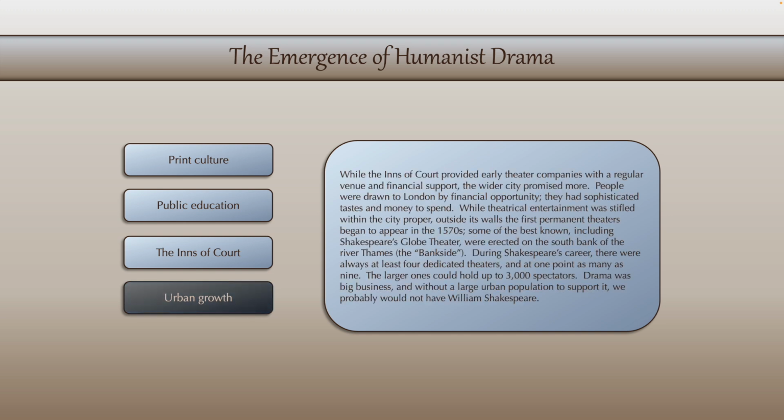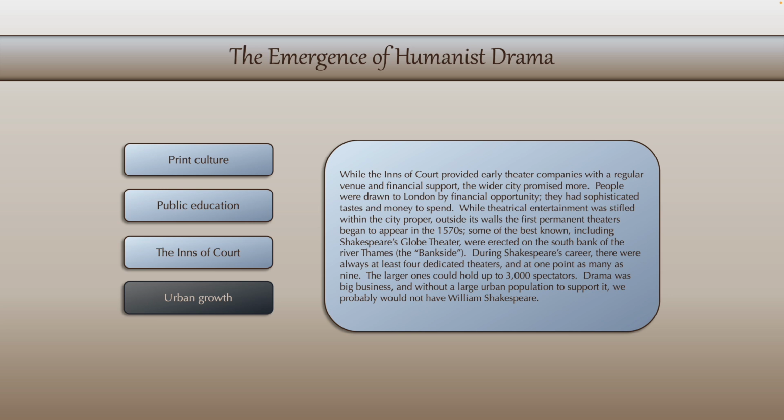So while the Inns of Court provided these early theater companies with a regular venue and financial support, the wider city promised more. People were drawn to London by financial opportunity. They had sophisticated tastes, and they had money to spend. So while theatrical entertainment was stifled within the city proper, and that's something we'll talk more about in a little while, outside its walls, the first permanent theater venues began to appear in the 1570s.